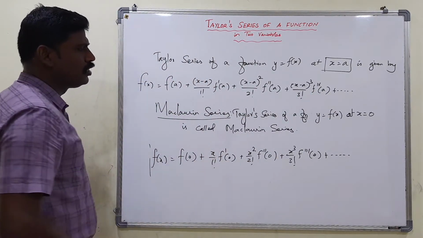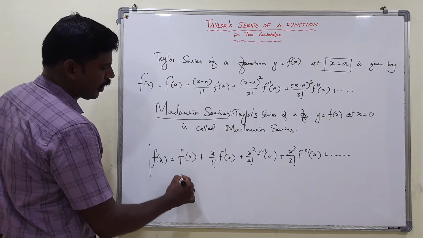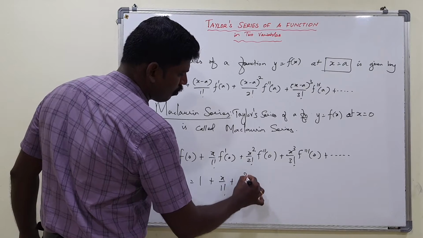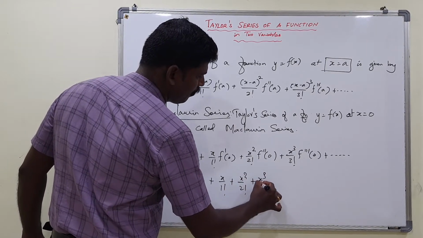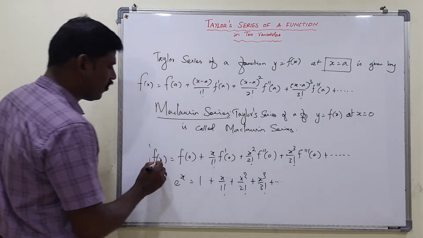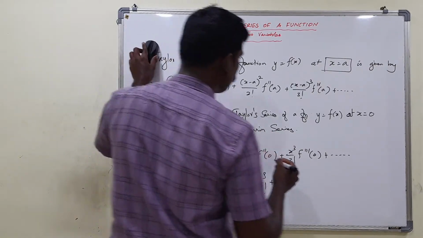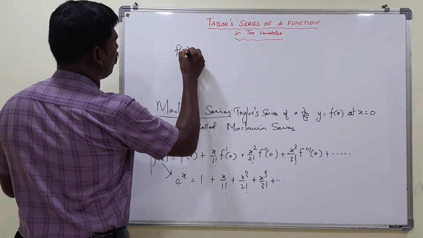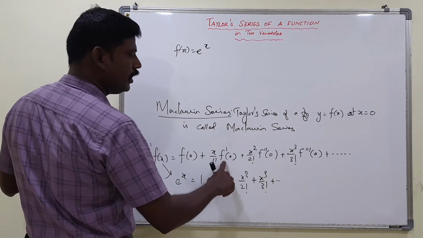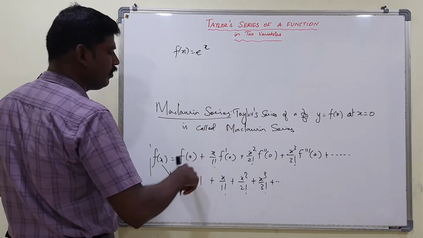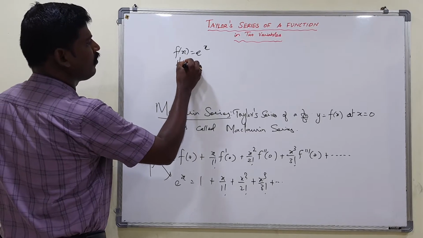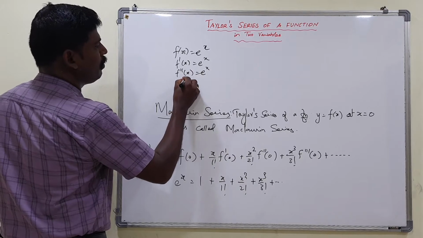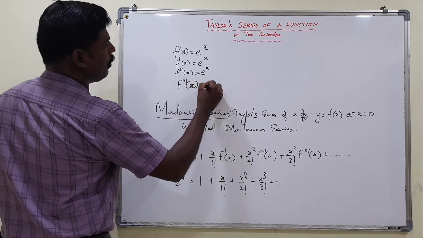Using this formula, we find the expansion of e power x: 1 plus x by 1 factorial plus x square by 2 factorial plus x cube by 3 factorial, by taking f of x as e power x. What is f of x? f of x equal to e power x. We need the derivatives of f of x. So what is f dash of x? That's also e power x. What is f double dash? All are equal to e power x. f triple dash of x is equal to e power x.